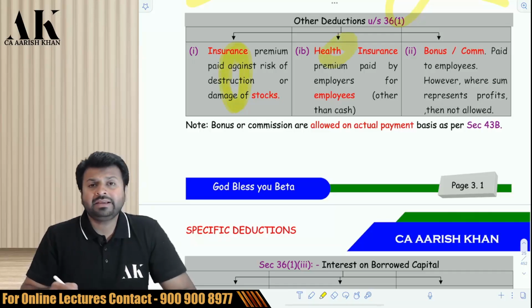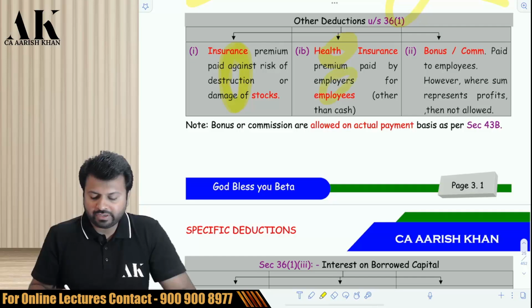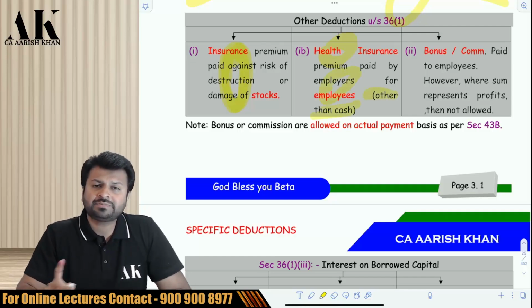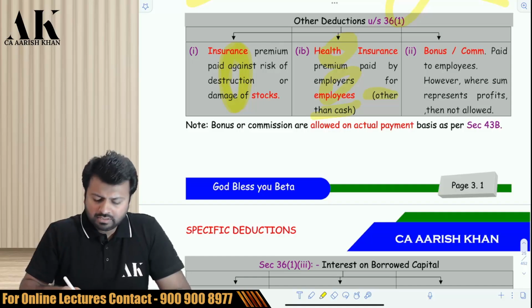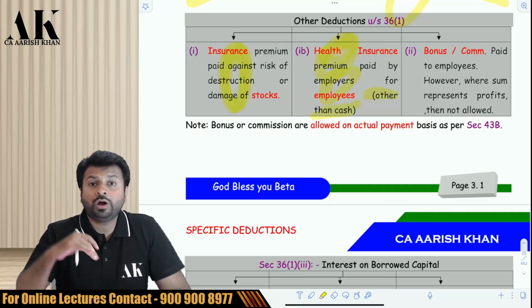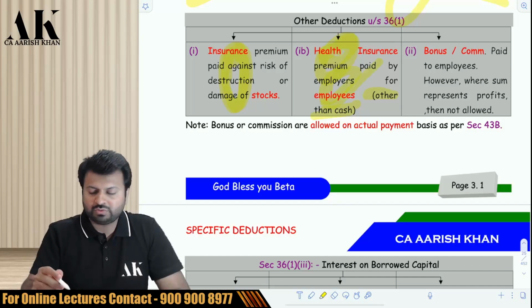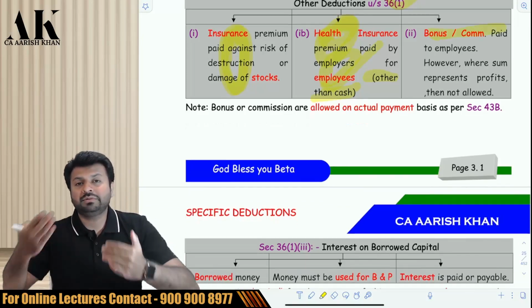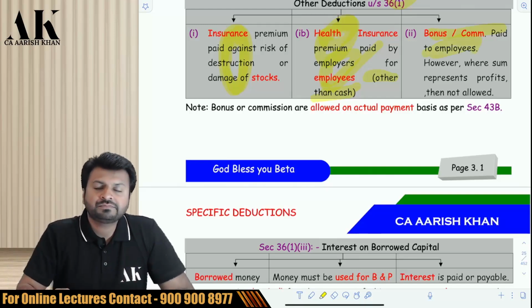If employer makes a premium in health insurance premium for employees, but other than cash, it is written over here. It should not be paid in cash. If it is paid in cash, it is not allowed. So if health insurance premium is paid by employer for employee, it can be allowed as deduction over here. Third, if the employer is making a payment of bonus or commission to employee, it can be allowed as deduction.